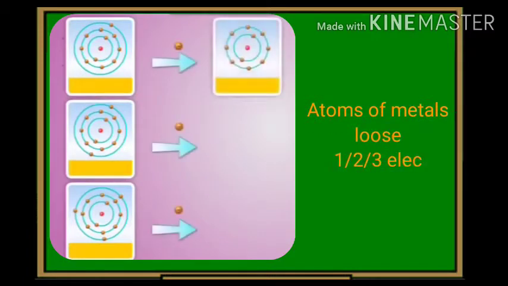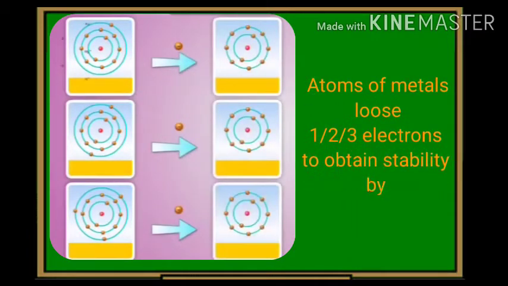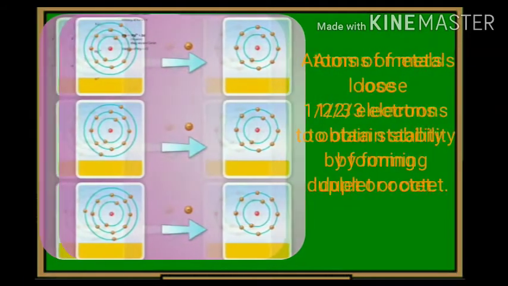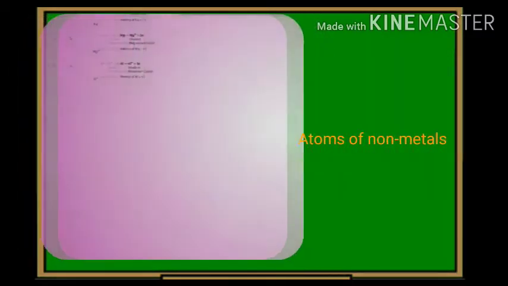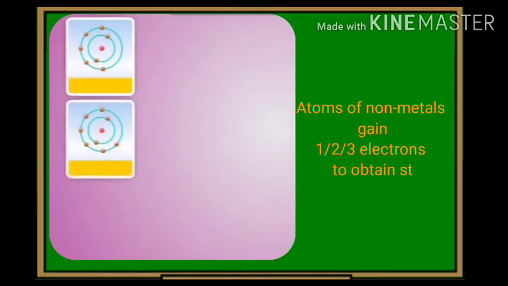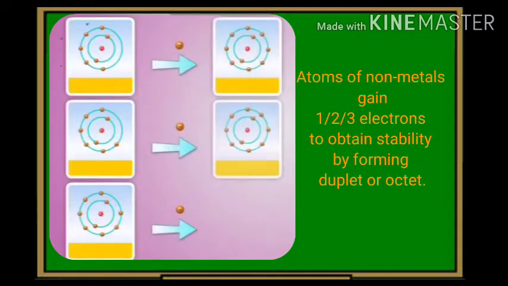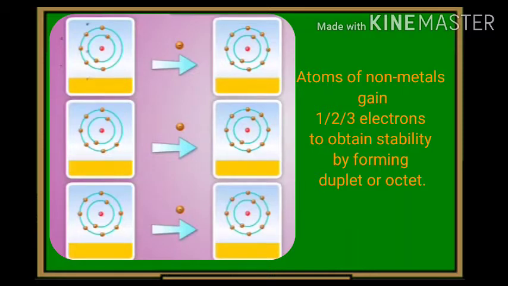Dear students, atoms of metals lose either 1 or 2 or 3 electrons to obtain stability by forming a duplet or octet. On losing their electrons, they become positively charged ions. On the other hand, atoms of non-metals gain 1 or 2 or 3 electrons to obtain stability by forming either a duplet or octet. On gaining electrons, they become negatively charged ions.